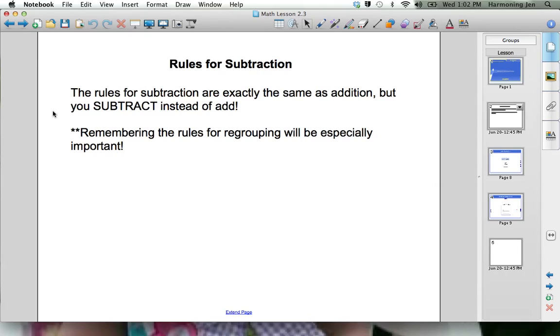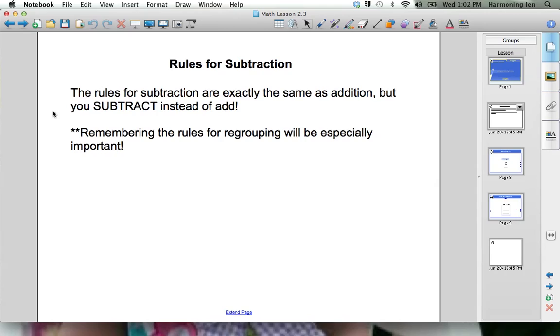Now the rules for subtraction are exactly the same as addition, but you subtract instead of add. Remembering the rules for regrouping will be especially important. Now you need to write this down. I know it might seem a little bit silly, but write it down. And if you need to pause the video right now, go ahead and pause it, continue writing it down, and when you have finished, resume your video.